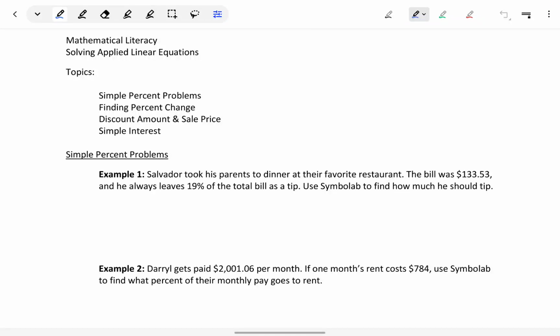In this section, we want to look at solving applied linear equations. We've already covered the techniques that we would need to solve these problems manually, but rather than solve them manually, we're going to be looking at using an online tool called Symbolab, which is accessible at symbolab.com.